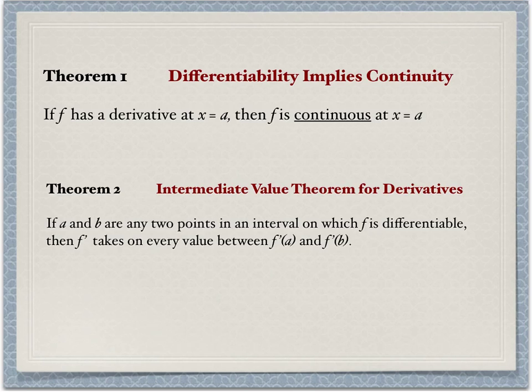Now this intermediate value theorem, this theorem 2, this one's not quite as essential at this point, but basically it says if you have 2 points in an interval a and b, and we know that the function is differentiable, then the derivative takes on every value between those two derivatives. This is a little bit hard to understand. We just want to introduce it now. We'll be talking about this in a little bit more detail in a later lesson.